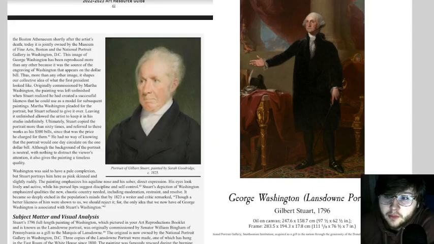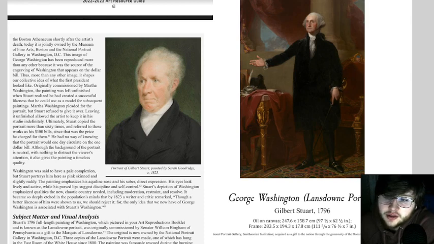Originally commissioned by Martha Washington, the painting was left unfinished when Stuart realized he had created a successful likeness that he could use as a model for subsequent paintings. Oh, we're getting into it right now. Martha Washington pleaded for the portrait, but Stuart refused to give it to her. Leaving it unfinished allowed the artist to keep it in his studio indefinitely.